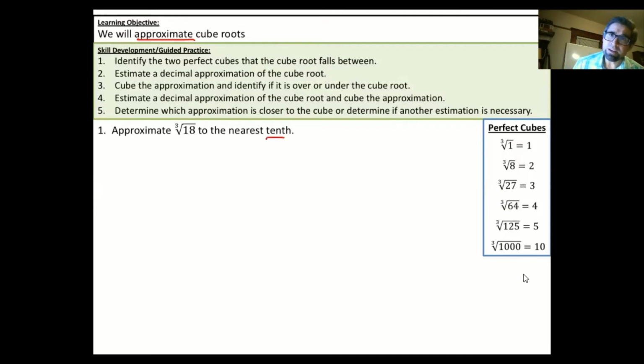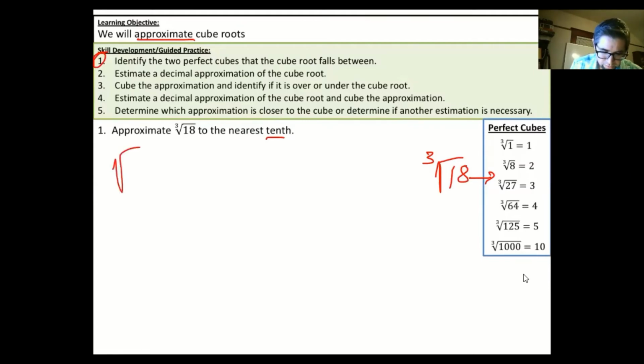Now, the steps are very, very similar to approximating square roots. I need to find the two perfect cubes on either side of this cube root of 18. So I have some perfect cubes over here. The cube root of 18, I see, would fall right in between the cube root of 8 and the cube root of 27. Very similar to finding square roots. So let's go ahead and write that over here and show you what it should look like.